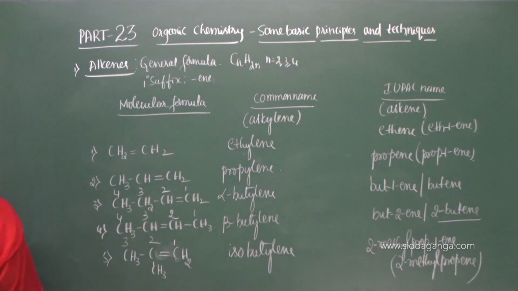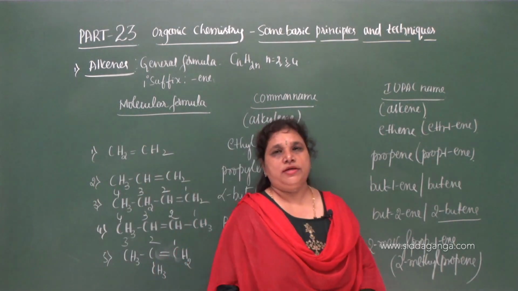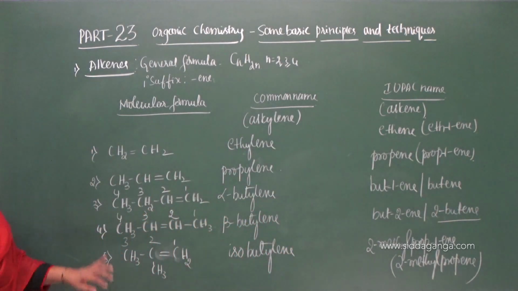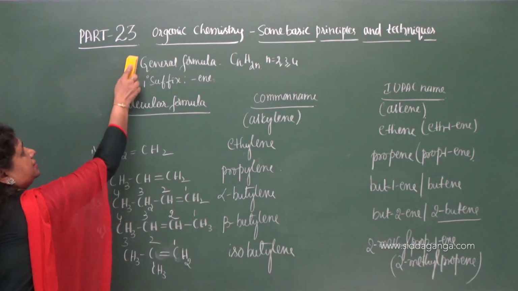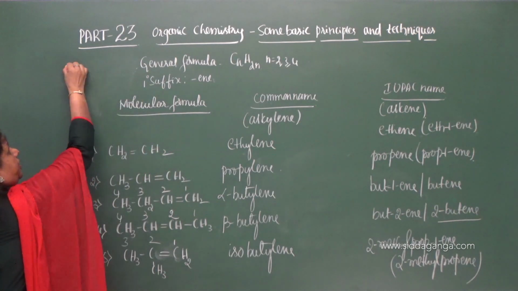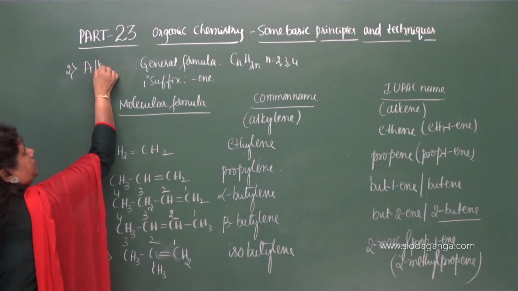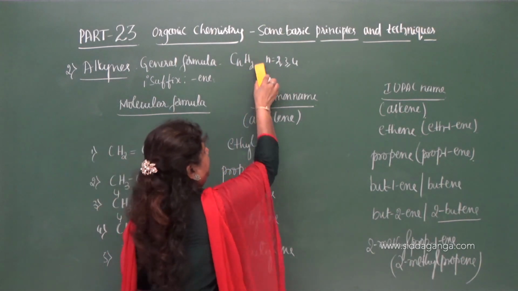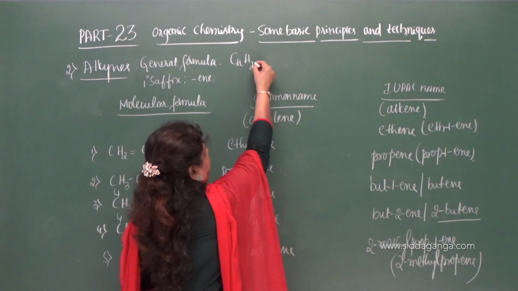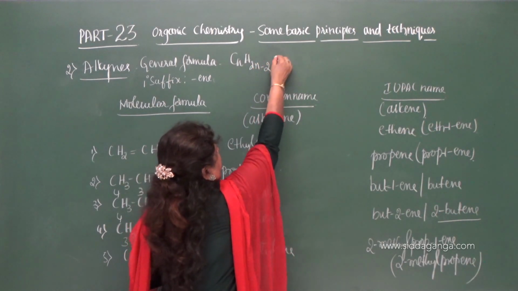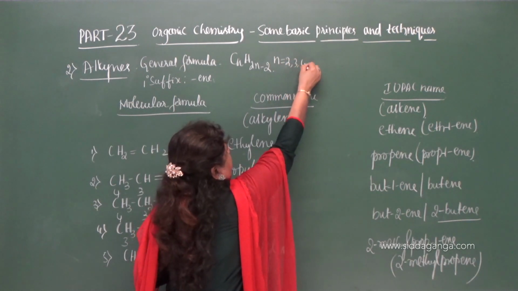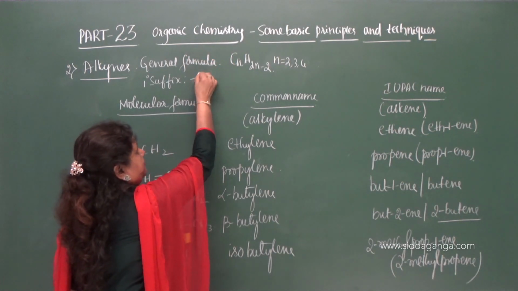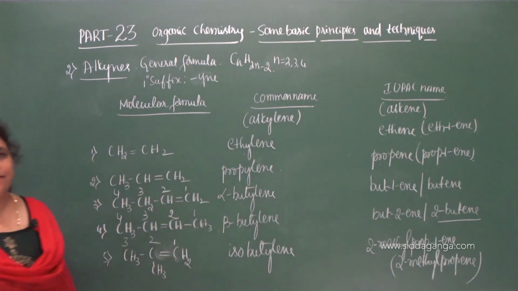So this is about a few members of the common names and IUPAC names of the alkene series. Let us move on to the alkyne series now. So the second one, alkynes. What is the general formula? The general formula will be CnH2n-2, where n starts from 2, 3, 4, etc. Correct? And what is the secondary suffix? The secondary suffix will be -yne.